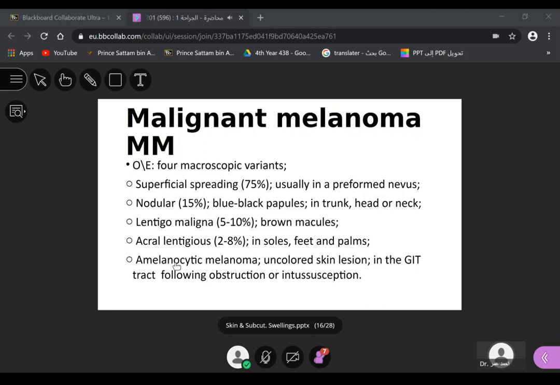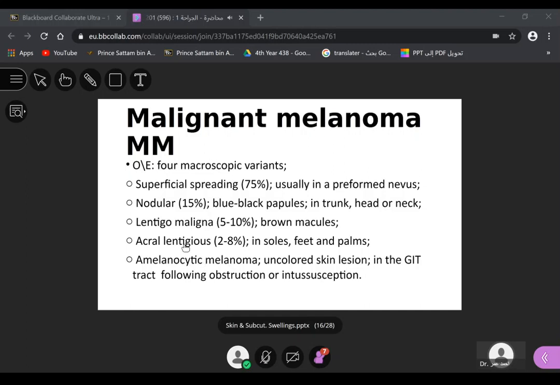We have another type. I have mentioned earlier that in malignant melanoma the color usually tends to be dark or black, and this is because of the amount of melanin inside the tumor. However, some melanomas don't have that black color, and they are named amelanotic.